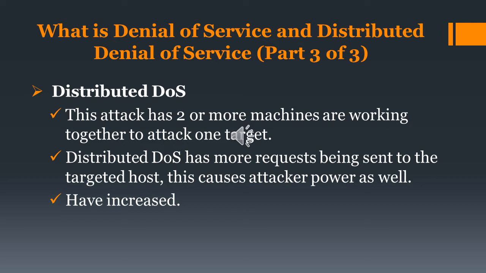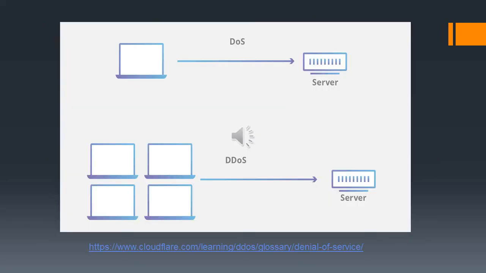Here's a picture to give you a visual idea on how the DDoS and DOS are different and how they kind of function. You can see the DOS uses one machine to attack the server, while the DDoS is using multiple machines to attack the server. You can see how they do the same thing, but the number of machines is different.